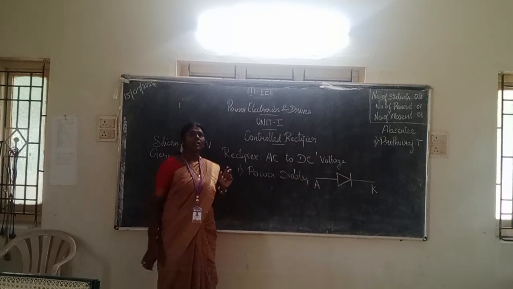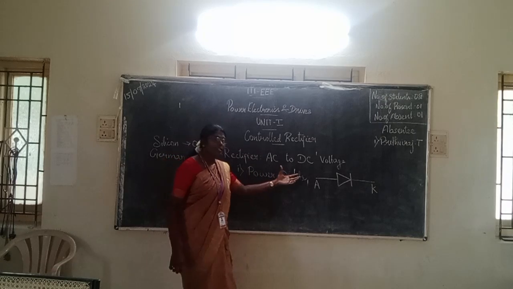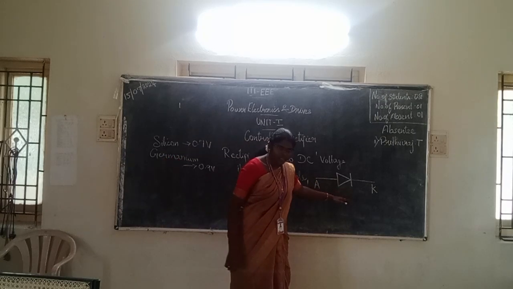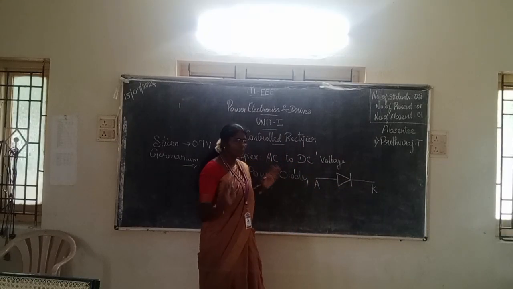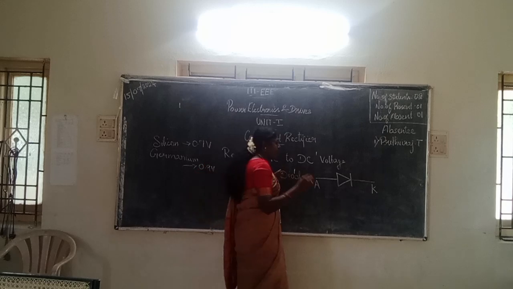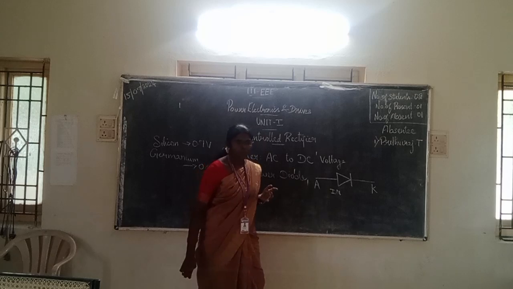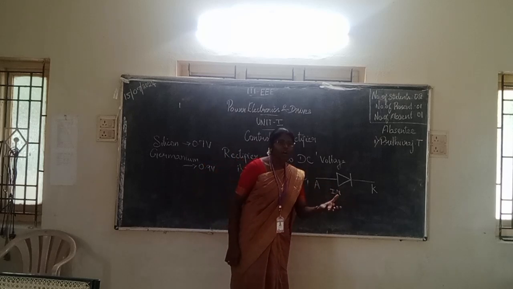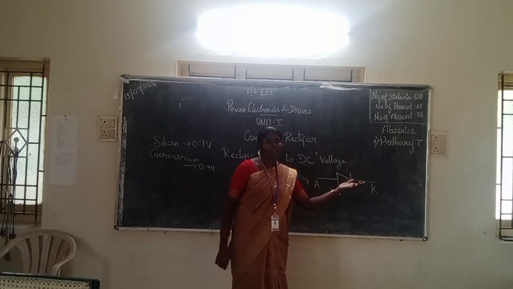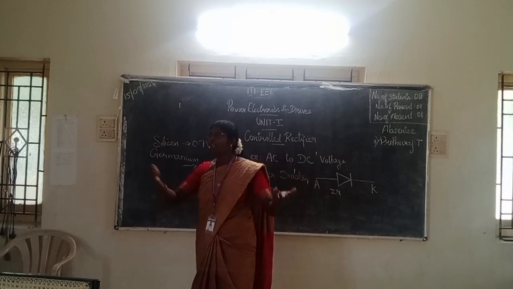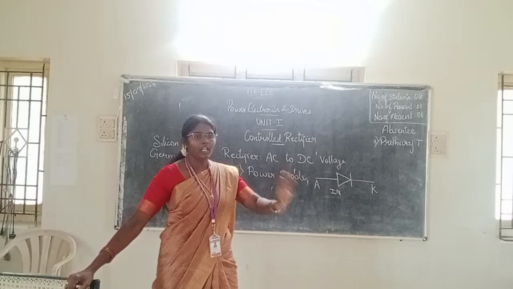So the first device for the controlled rectifier that we are studying is the power diode, which has a symbol like this and two terminals, anode and cathode. There are various specifications of the power diode. In the lab, or if you look at any electronic device, we can take any TV. It is built with electronic devices, right?